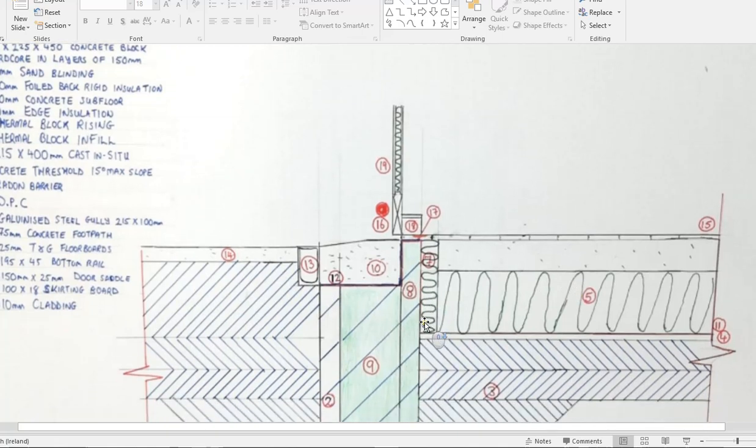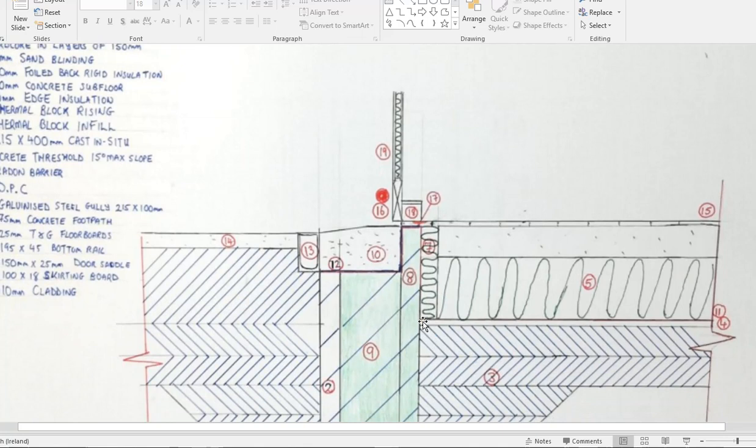Now, the only improvements we might make to this diagram is we might use slightly different markings for the hardcore, and then we might show in the blockwork using lines to show in where the mortar joints are in the blocks.